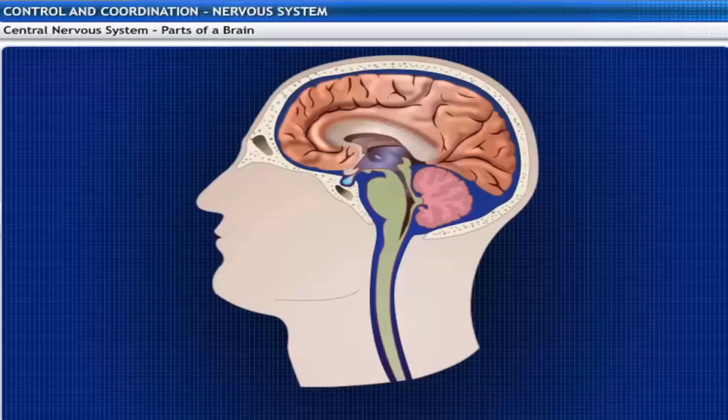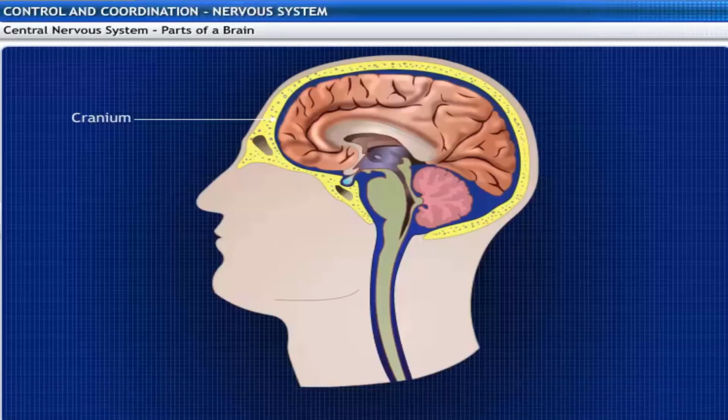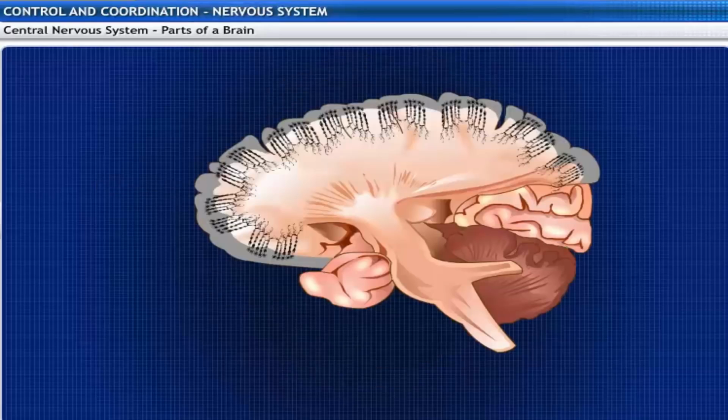The human brain is a delicate organ and protected in a brain box called the cranium. Inside the cranium, the brain is contained in a fluid-filled space which provides further shock absorption. All the neural connections are concentrated in the brain.